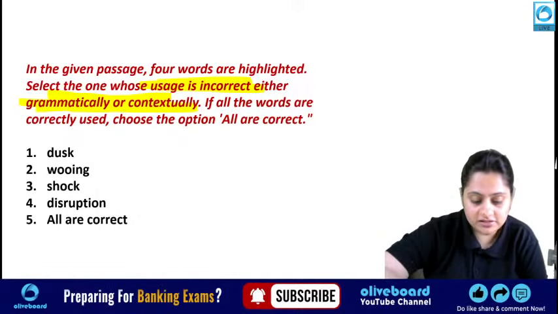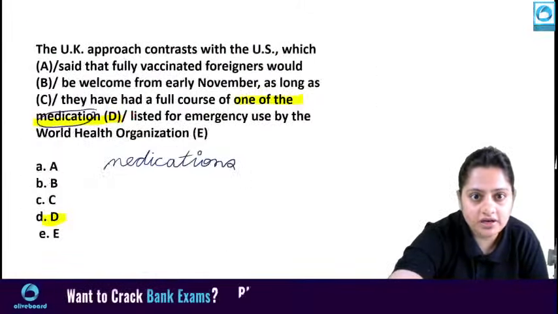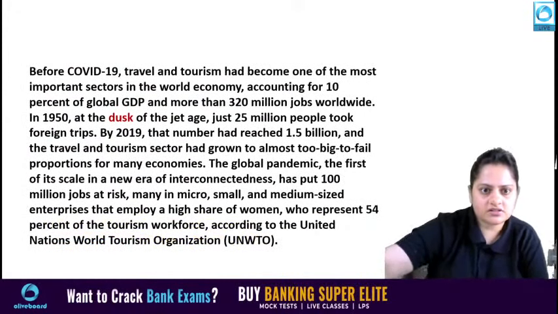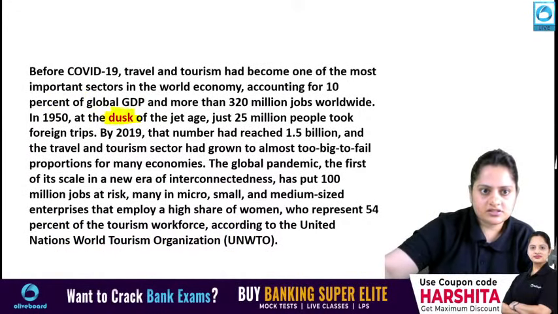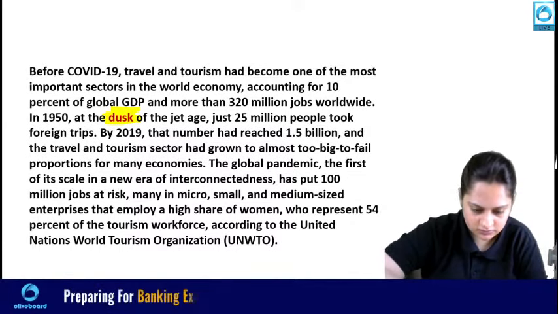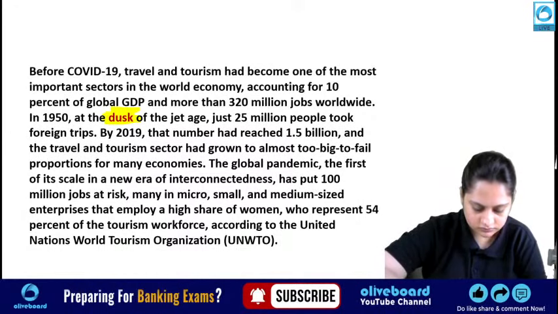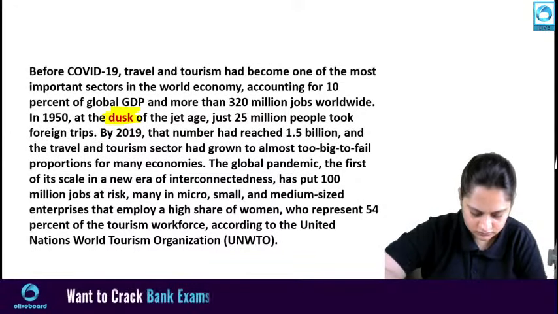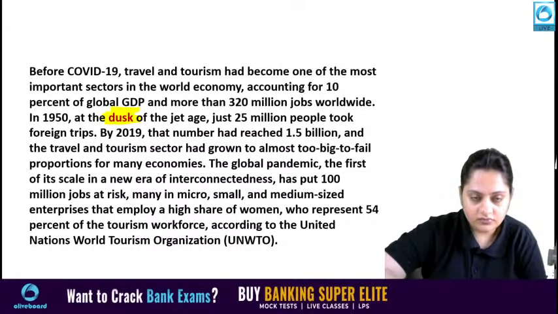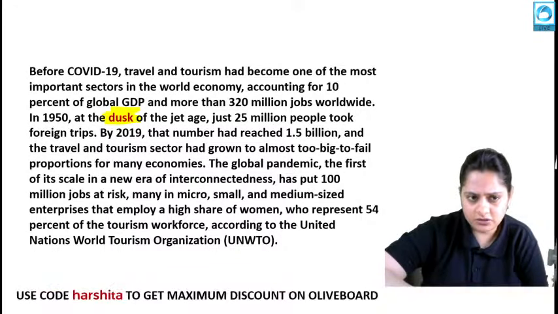Shall I show you the words again? That will help. Okay, let's look at the words which are highlighted. Okay, first one here is dusk. Is this correctly mentioned? This is an interesting question. At the dusk of the jet age, just 25 million people took foreign trips.